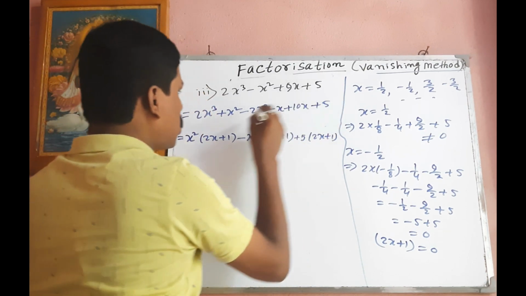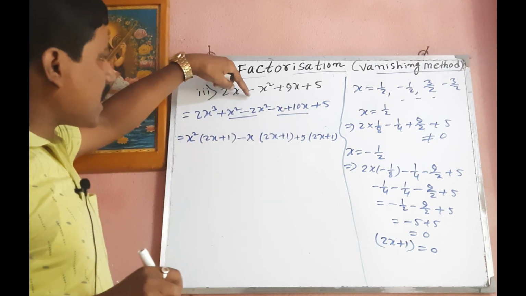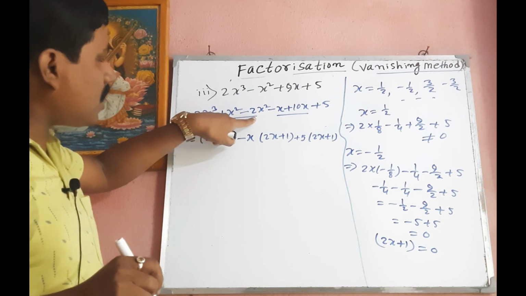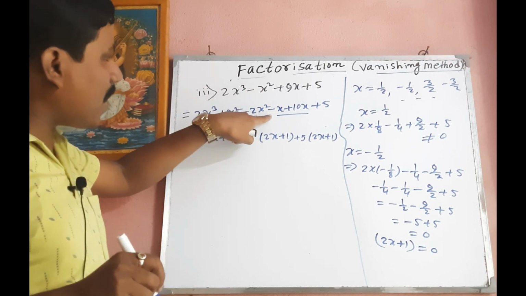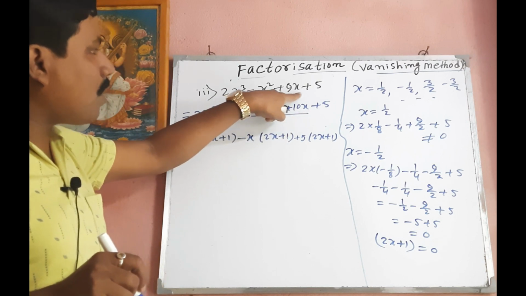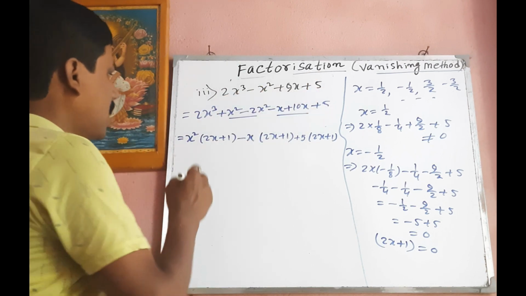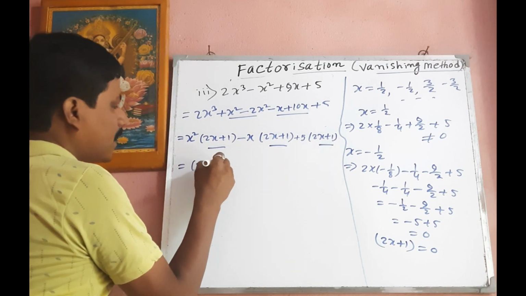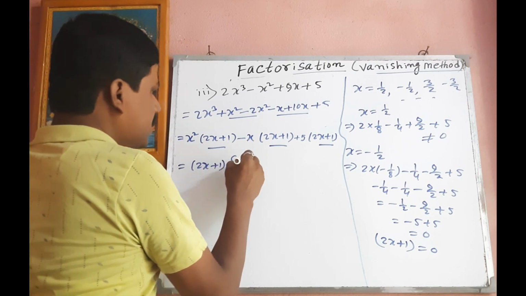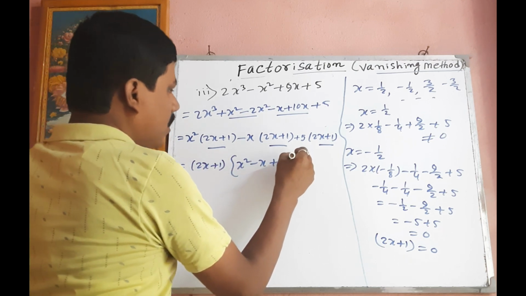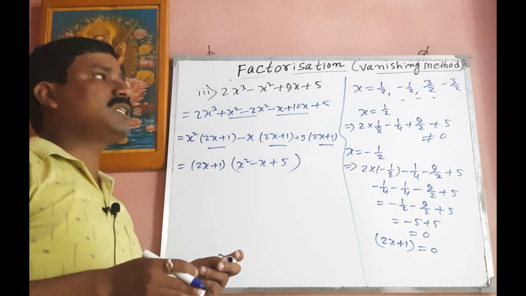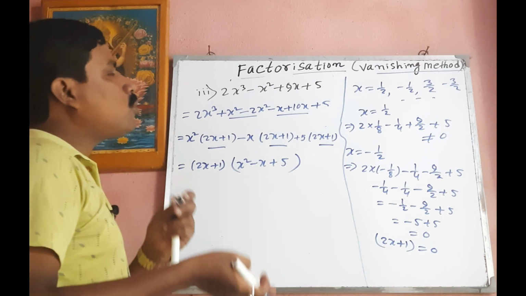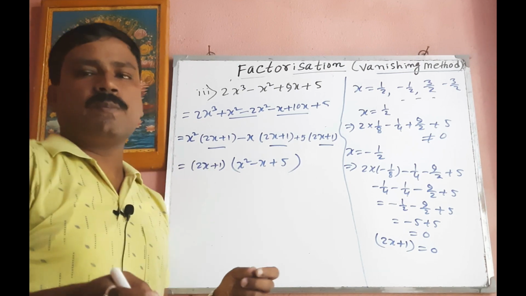This is the 5. So arranging these two and same as the given expressions. That is x plus x square minus 2x square is equal to minus x square. Similarly, minus x plus 10x is equal to plus 9x, and plus 5 is there. Now taking common these, 2x plus 1 is in common, then x square minus x plus 5 is there. This is the completion of the third example, that is the factorization of the given expressions using the vanishing method. Now we move to the fourth and the last example of the day.